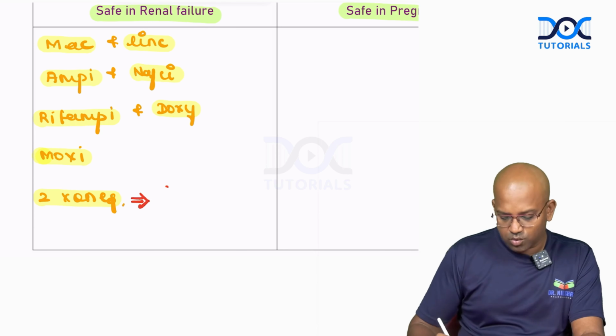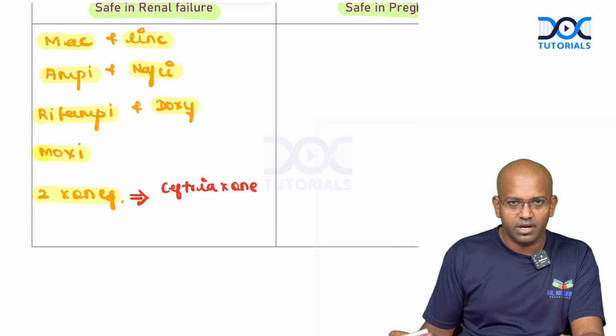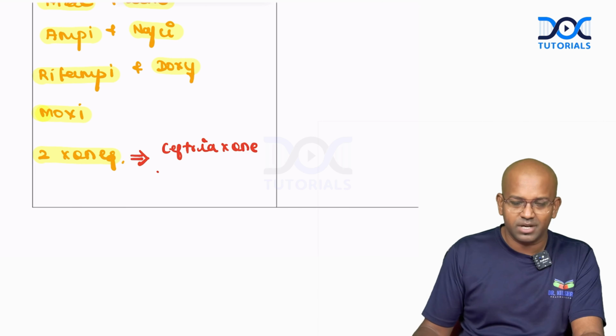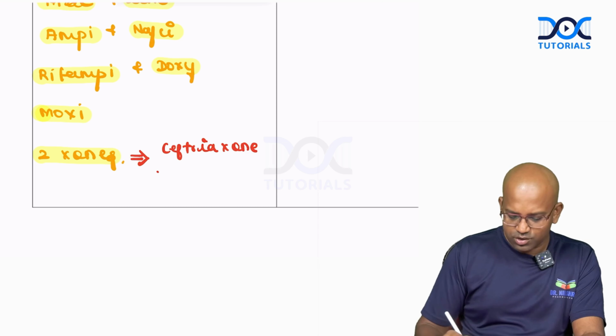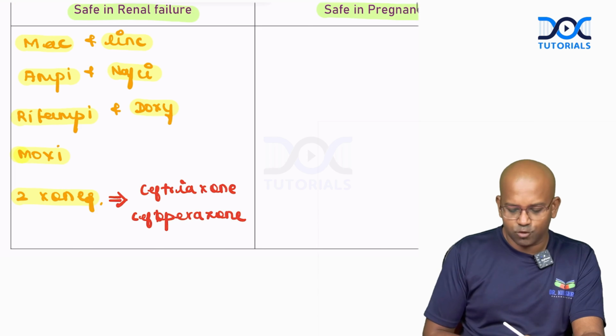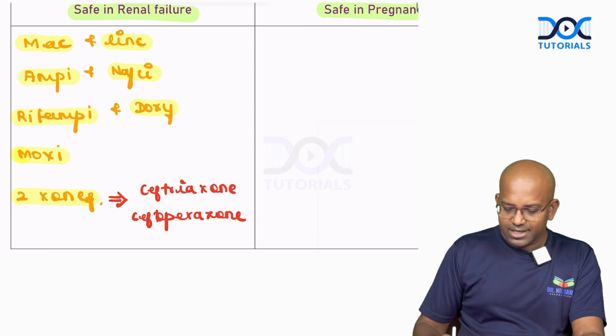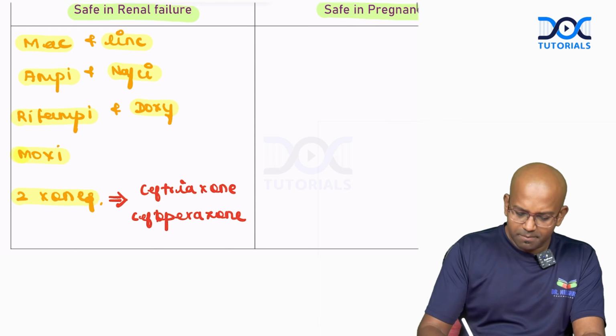The cephalosporins which end with zone are, of course, as you would have guessed, commonly used drugs; in your internship you would have used them, or in your future internship you would be using them multiple times. Zone is that drug, ceftriaxone, and one more drug called cefoperazone. Ceftriaxone and cefoperazone. All these drugs are safer to be given in renal failure. Let's look into the drugs which are safer to give in pregnancy, guys.